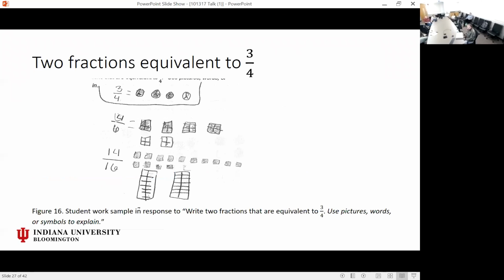Another child here is representing 3/4 as a pie that's being cut into 3 pieces, and then also as a set model. And then here they're using a rectangular model, but also a set model, right? 4, 6, they've got 4 of the squares shaded in and 2 unshaded. So they concluded that was 14/16. I don't know what logic they were using there.